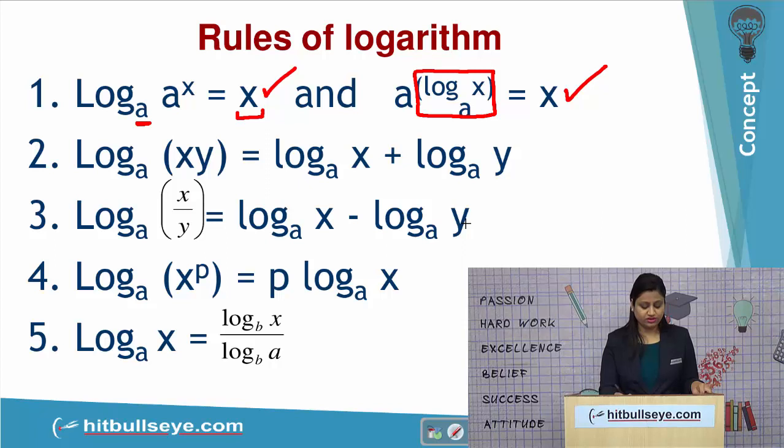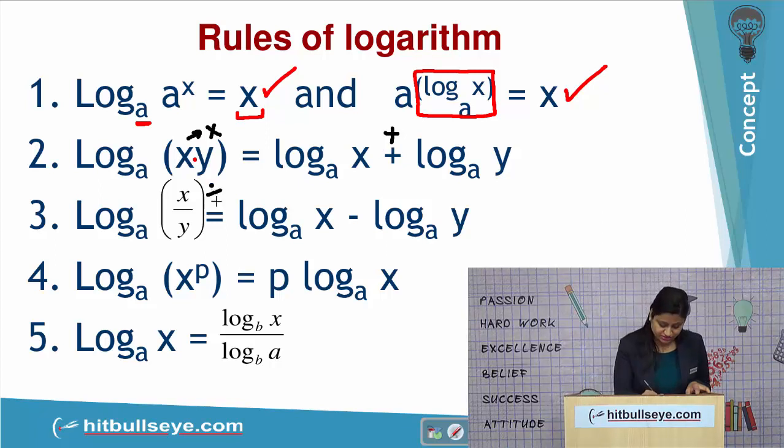Now coming to the second rule, we call it the multiplication rule of logarithm. Log of x y, they are in multiplication, with base a is equal to log x with base a plus log y with base a. Then we have the division rule. Log of x by y with base a is equal to log x with base a minus log y with base a. So what is the thing? If you have multiplication, then you will put a positive sign here. If you have division, you will put a negative sign here.